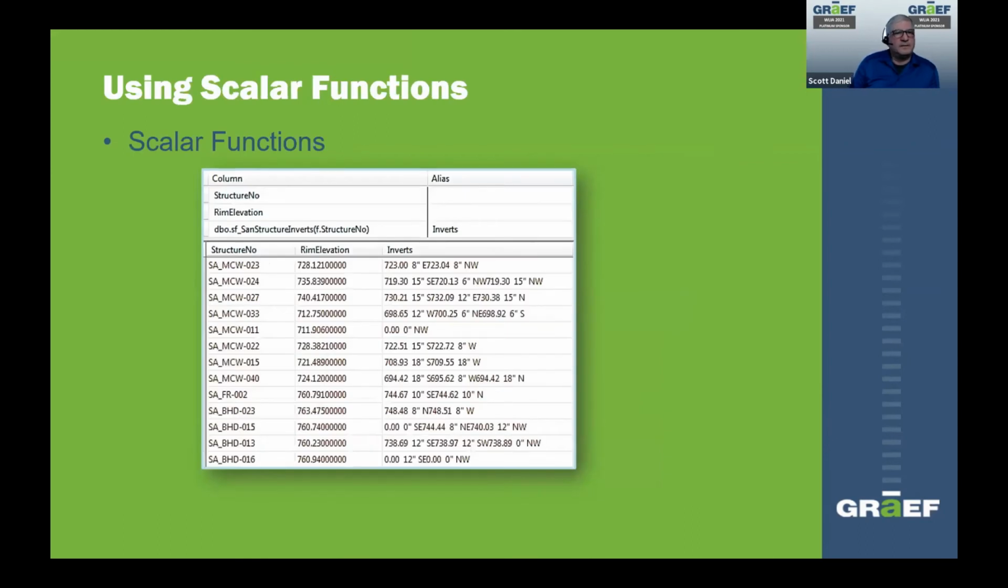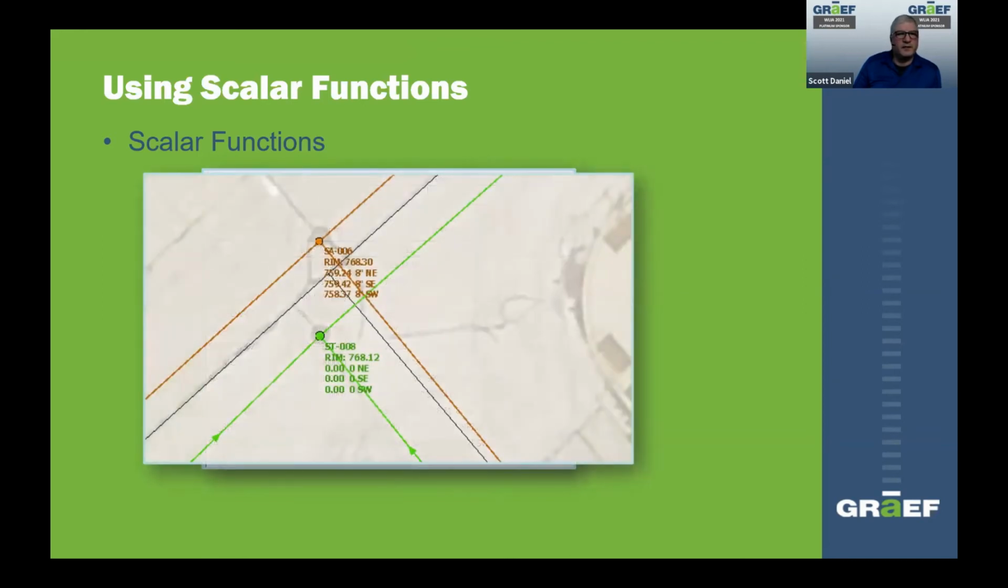Scalar functions. A scalar function is a function that you call in a view. So here I've got a scalar function called sand structure inverts, and all I'm doing is passing my structure number to that function, and that function grabs the inverts from the pipes where the pipes have the structure number in it. So I'm building a string of inverts for this sanitary structure from the inverts that are stored on the pipe. And this is what that looks like when that field is used as a label.